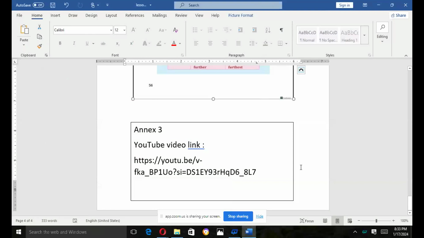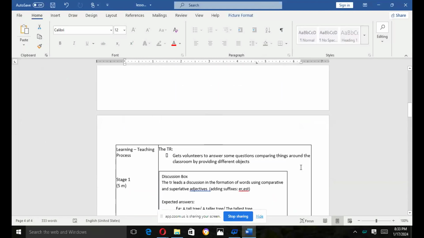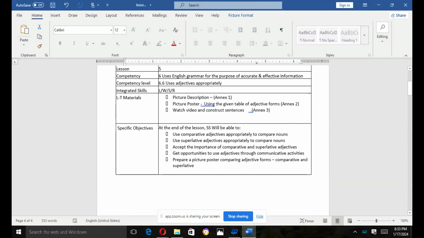It's okay. Now go up to the specific objectives. Okay, ma'am. Right. You also have the lesson format and the explanation very clear, no doubt about it. Thank you. My problem is with the objectives: use comparative adjectives to compare, use superlative, accept, get opportunities to use adjectives through communicative activities. That is not specific. Okay, ma'am. Specific objectives: to get opportunities to use adjectives through communicative activities. It has to be specified.